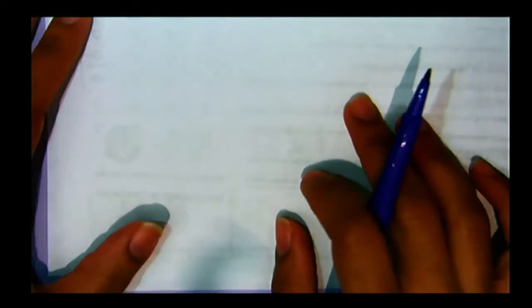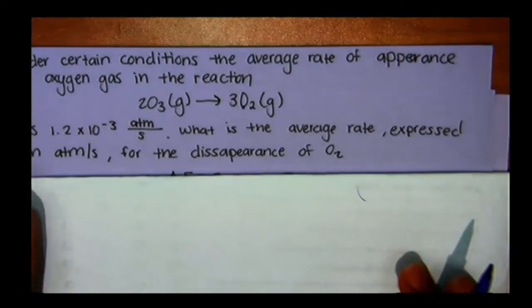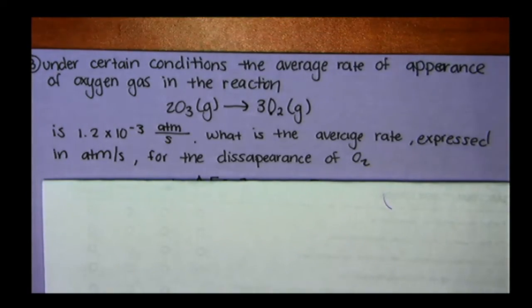All right. So, under certain conditions, the average rate of appearance of oxygen gas in the reaction is 1.2 times 10 to the negative 3 atmospheres per second. What is the average rate expressed in atmospheres per second for the disappearance of O3?